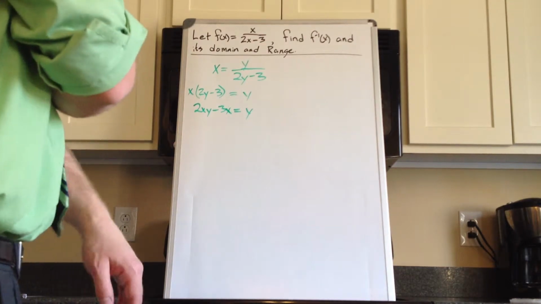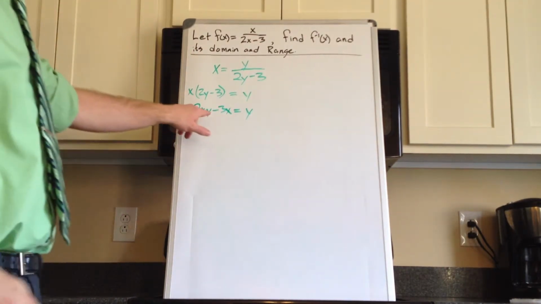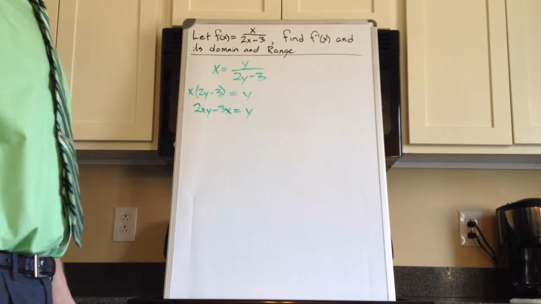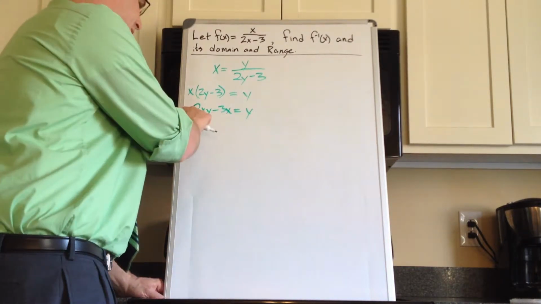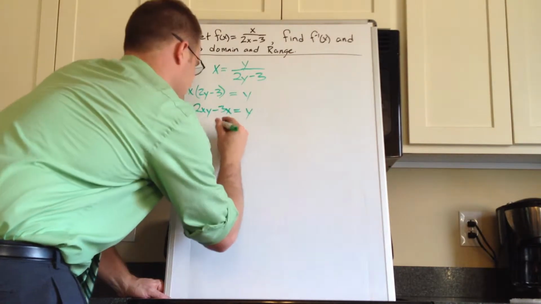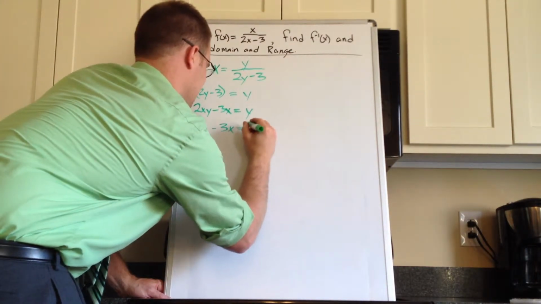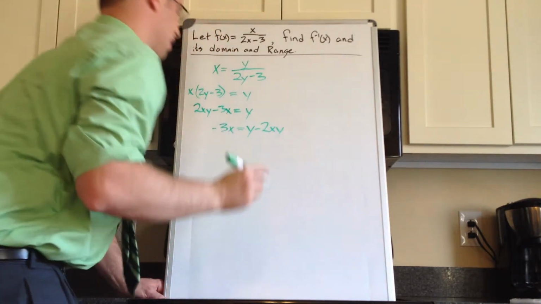What we're trying to do is get y by itself on one side. So I'm going to move all the terms that have a y in them to the same side, and then factor the y out of them, and then I'll have y by itself. So I'm going to move 2xy over to the right side, subtracting 2xy from both sides. What I'll have left is negative 3x on this side and y minus 2xy on this side.